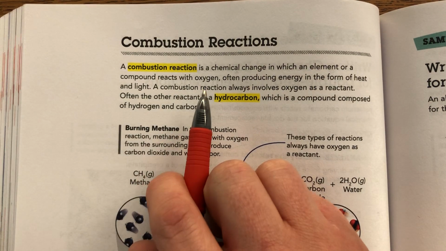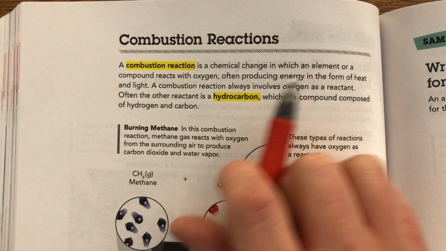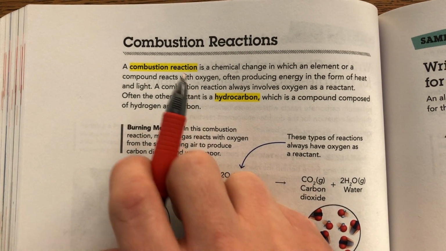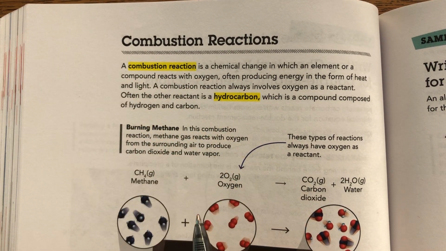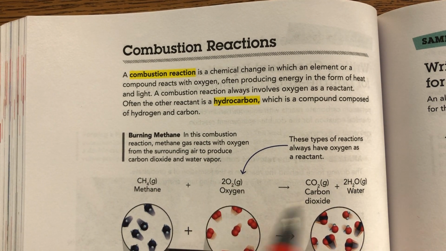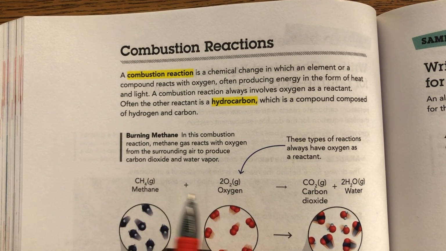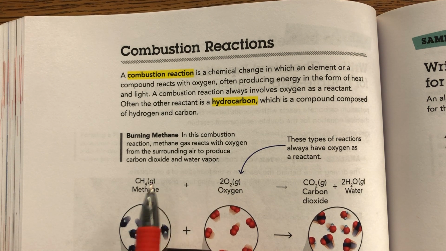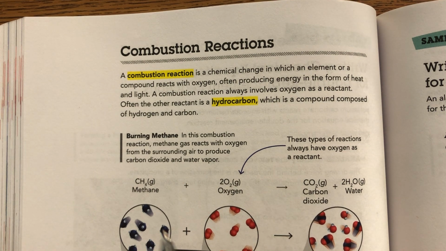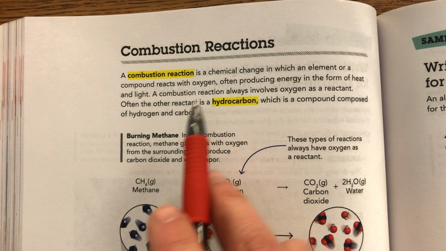A combustion reaction is a chemical change in which an element or a compound reacts with oxygen. Combustion reactions are relatively simple. They're just going to be made up of the same parts, but we're only going to change one thing, and that's the fuel. We're going to have oxygen reacting with our fuel, and it's going to form carbon dioxide and water. And typically, the fuels that we use are called hydrocarbons.